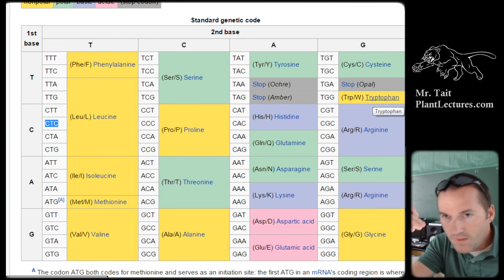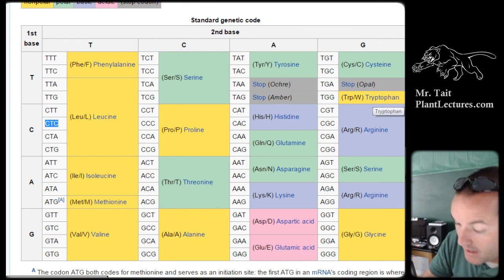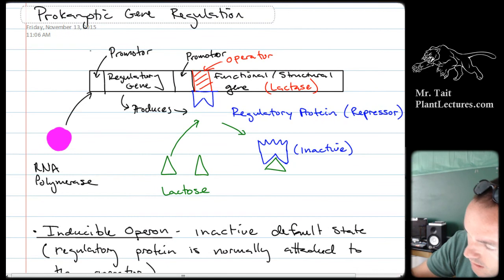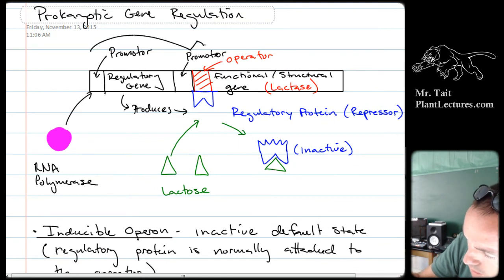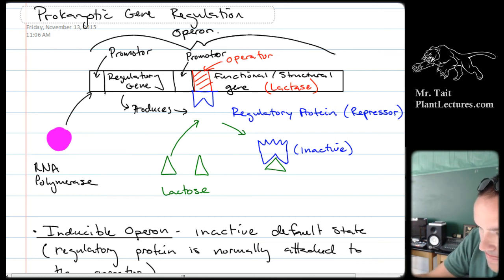So, what's up? Is that whole thing called the operon? Yeah. Oh, yeah. So I probably should have said that. This whole thing here that includes both the regulatory gene and the functional gene, that's called the operon. Thank you.